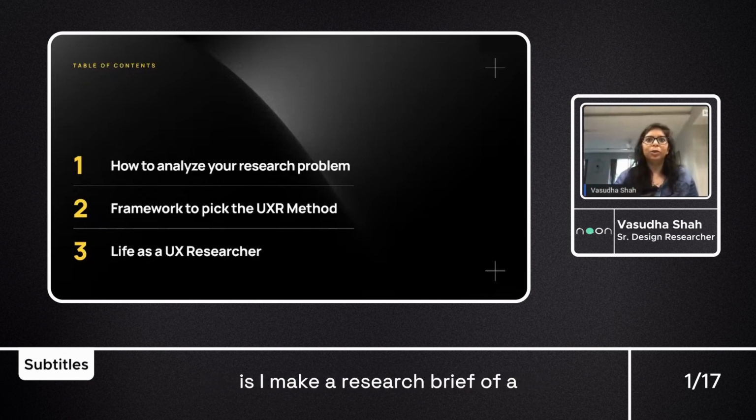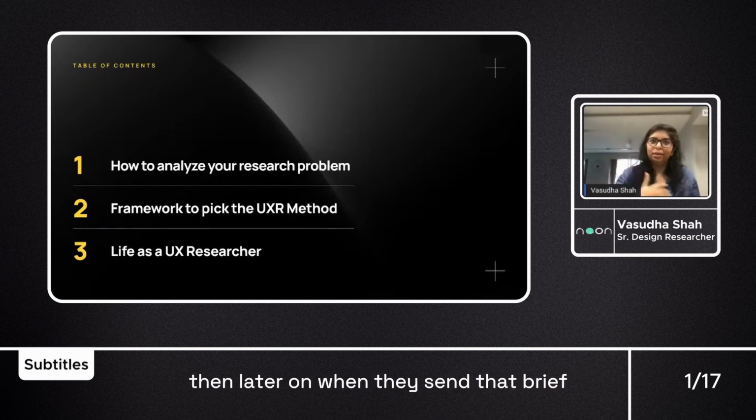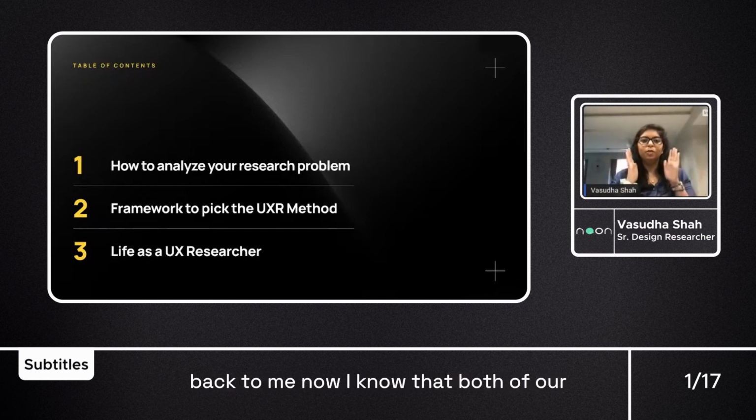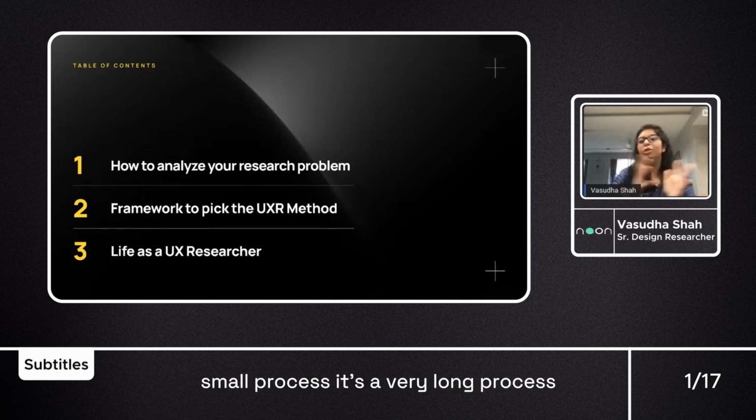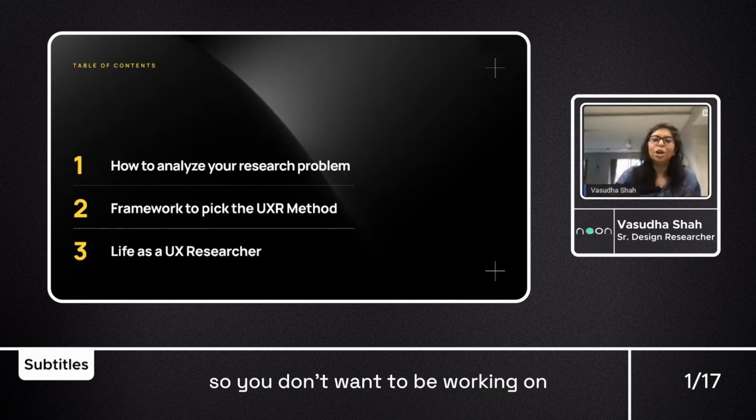So what I usually do is I make a research brief of a questionnaire and I send it to my stakeholders. Even though we've had an initial call, I've made notes, I still send them a research brief, and when they send that brief back to me, now I know that both of our goals align, because research is not a small process, it's a very long process. So you don't want to be working on something which is not even their goal to understand, right?